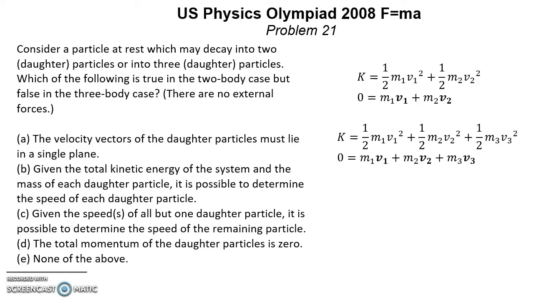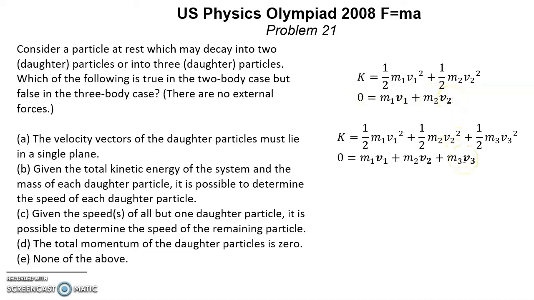Given the speeds of all but one dotted particle, it is possible to determine the speed of the remaining particle. It's not correct, because if we have the speed of one particle and we don't know the masses, it means that we cannot use this zero momentum to determine the speed of the other particle.